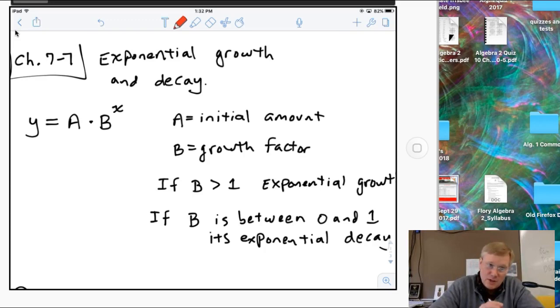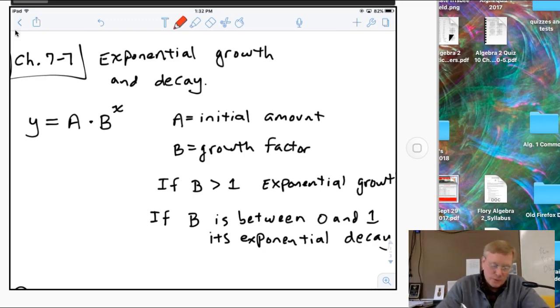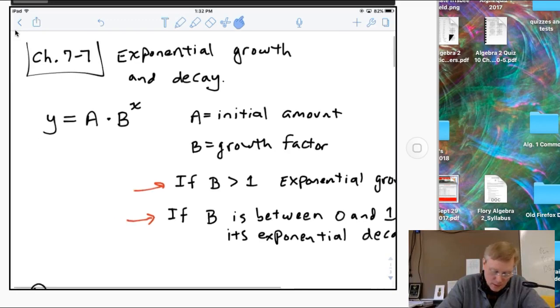Now the change here is that with b, the question is whether it's getting bigger and bigger and bigger, or is it getting smaller and smaller and smaller. And if it's getting bigger and bigger, then it's exponential growth. And if it's getting smaller and smaller over time, that's exponential decay. So if I look at b, right here, where b is greater than 1, that means it's going to keep getting bigger and bigger. If b is between 0 and 1, then it's exponential decay, all right?